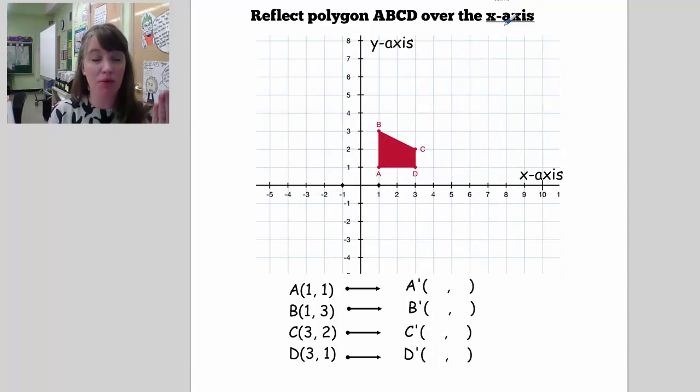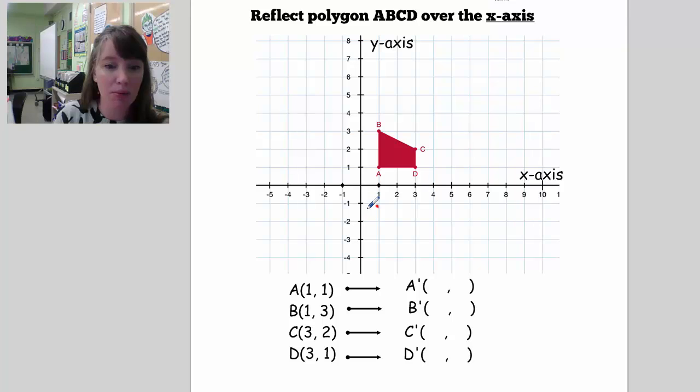If I instead reflected it across the x-axis, let's see, A prime would be here. B is 3 units above, so B prime is 3 units below. C is 2 units above, so C prime is 2 units below. D is 1 unit above, so D prime becomes 1 unit below. So here's my new figure.